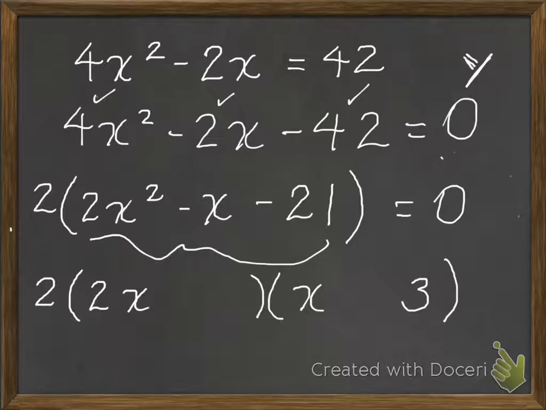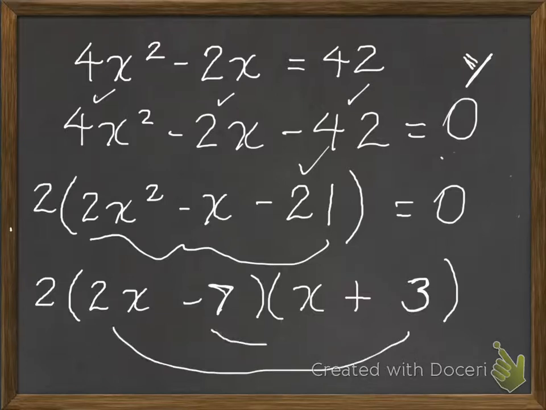I guess these first terms, and then I guess these last terms here. The last times the last should give me the last term here, but then I check whether the outer product plus the inner product gives me this middle term. 2x times 3 is 6x. This is minus 7x. 6x minus 7x is indeed minus 1x. So this is the correct factorization.